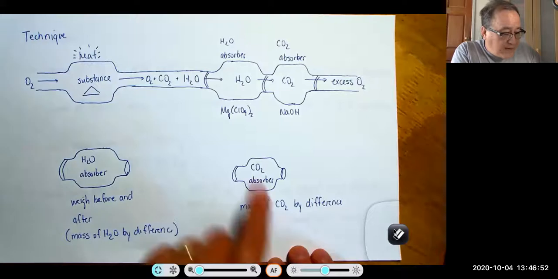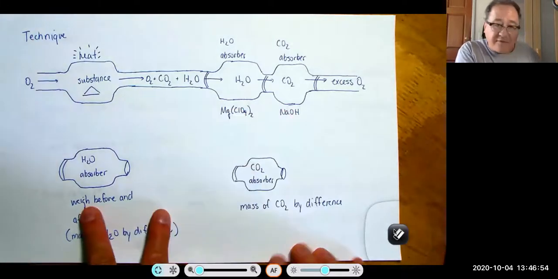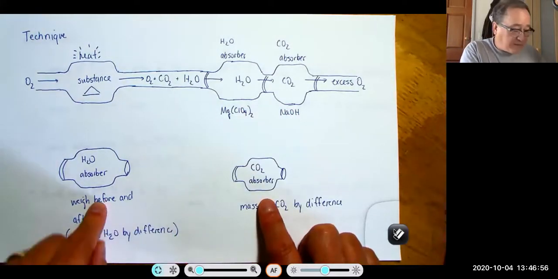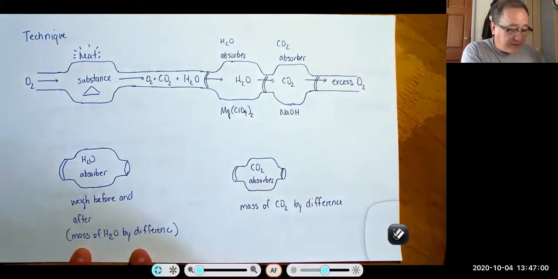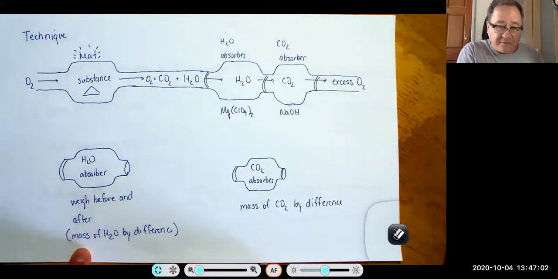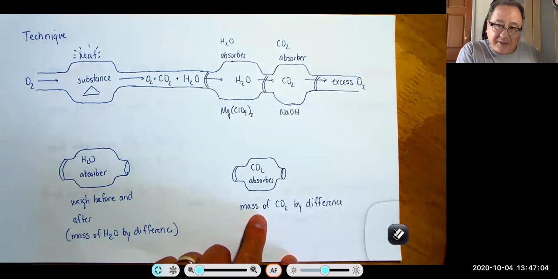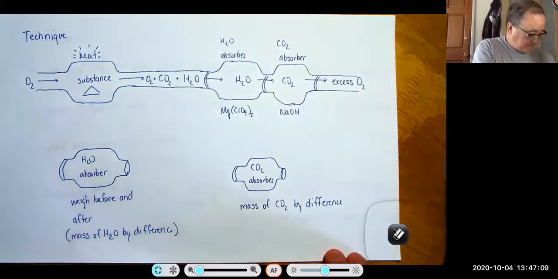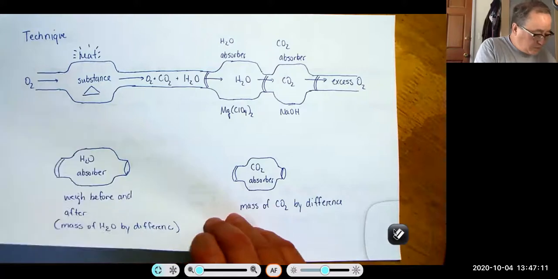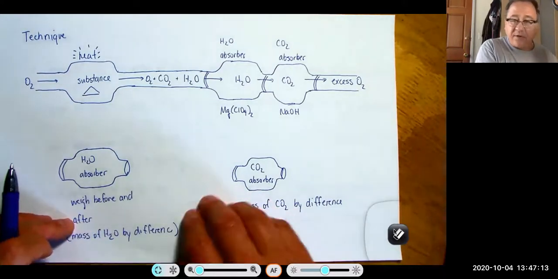So you weigh these chambers before and after, and by weighing them before and after, you will be able to get the mass of H2O by difference by measuring this chamber before and after, and you will be able to get the mass of CO2 by difference by weighing this chamber before and after. So what do we do with these masses of H2O and CO2?